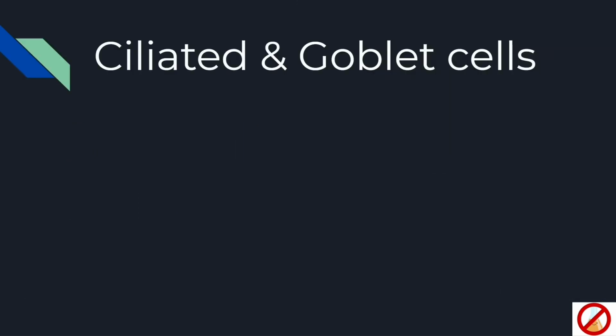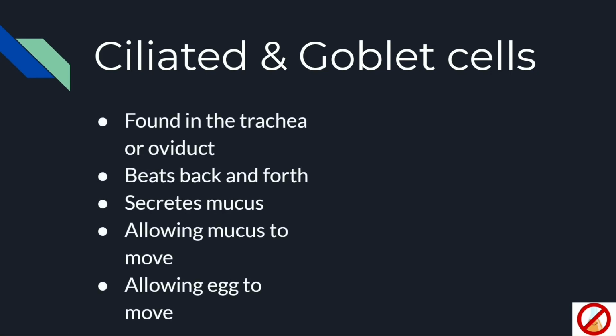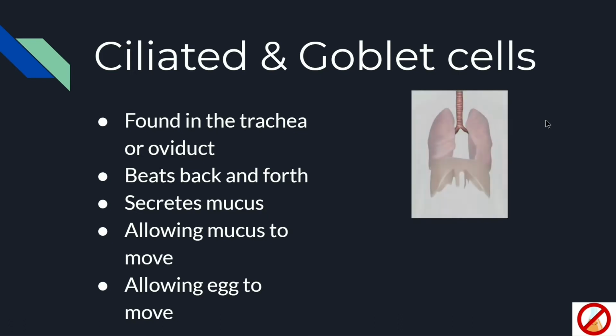We have ciliated and goblet cells, and these are the basic ones. They're found in the trachea or oviduct. In case you don't know what the trachea is, it's basically your windpipe, the tube that delivers air to your lungs. And the oviduct is, in the female reproductive system, the tube where they deliver eggs from the ovaries to the uterus.